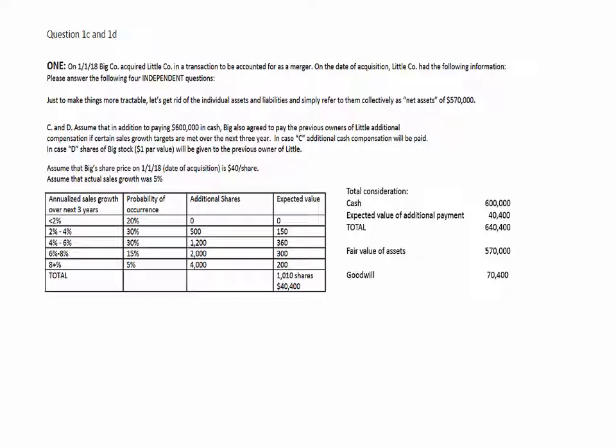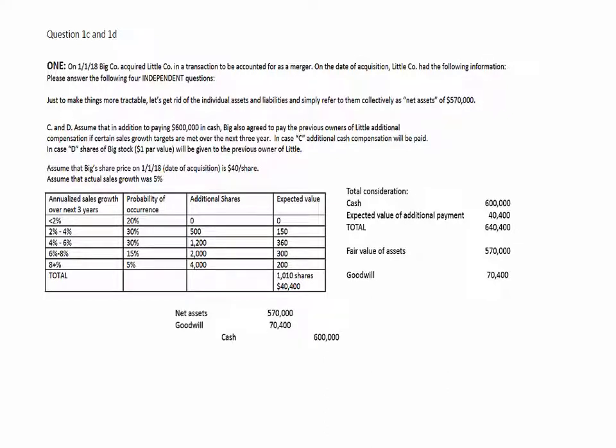Again, it's worth noting that the expected number of shares of 1,010 is not going to be the number of shares we issue. The possible outcomes are 0, 500, 1,200, 2,000, or 4,000 shares. The 1,010 shares is nothing more than the statistical expected value.